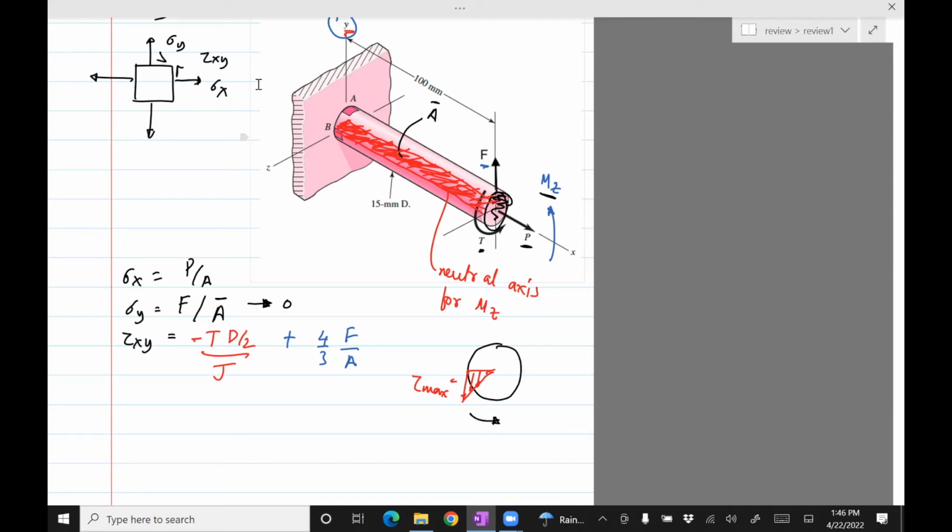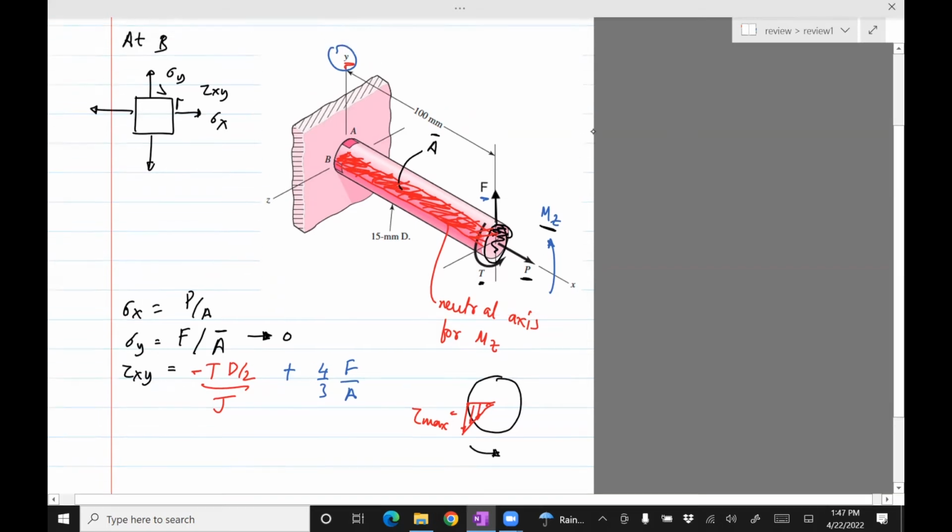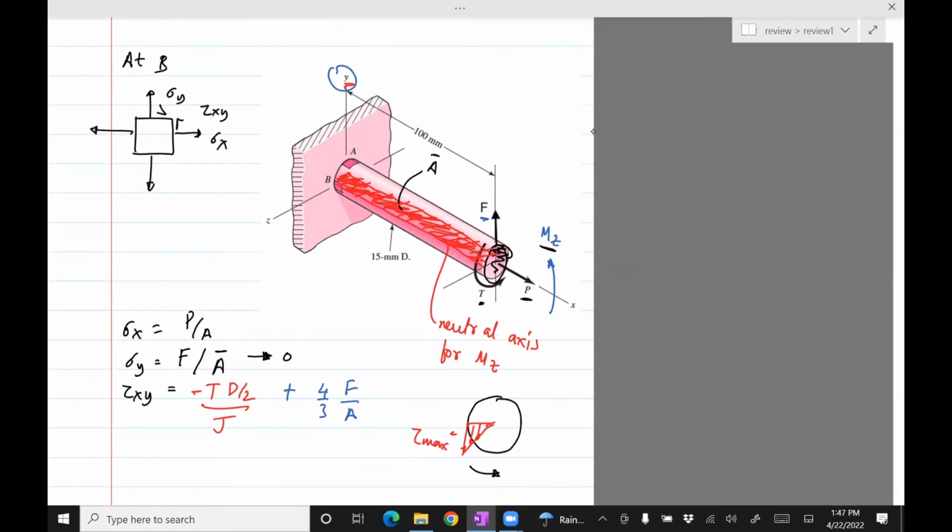Okay, so that's, yeah. I have a question. Why is there a negative sign before TD by 2 over J? Okay, so I stuck with the convention that if the stress is in the positive y direction, I'm going to put a positive sign, and negative otherwise.